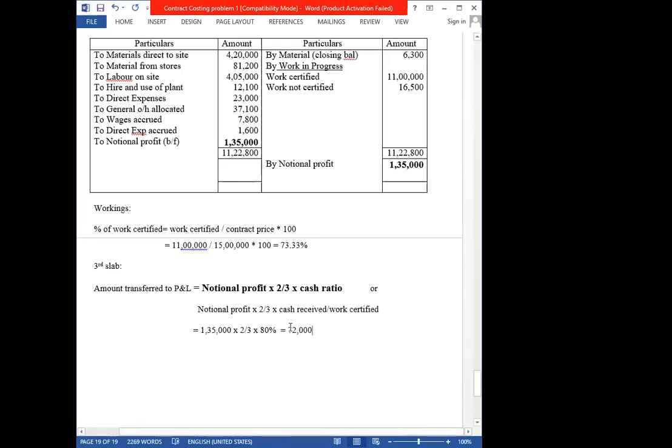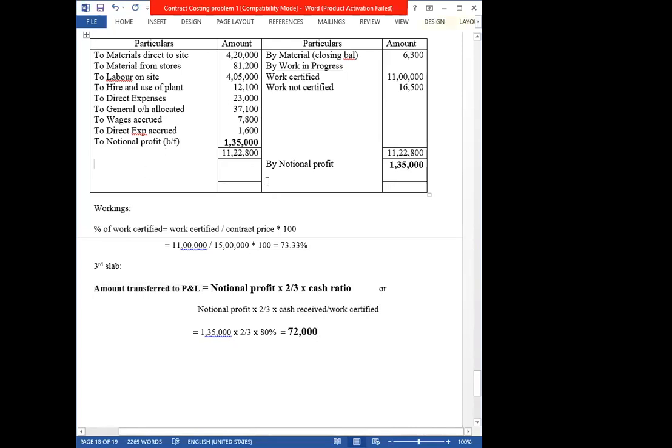If you calculate, how much is it coming? The amount to be transferred to P&L account is 72,000. Is there any doubt in this case? I hope everybody is clear. Again I'm repeating, if you use this formula, you will be getting the same answer. You can use this or this. It's your wish. So the amount to be transferred to P&L account is how much? 72,000.